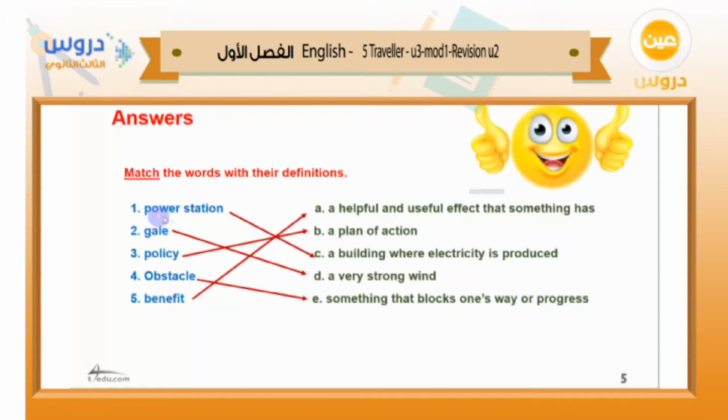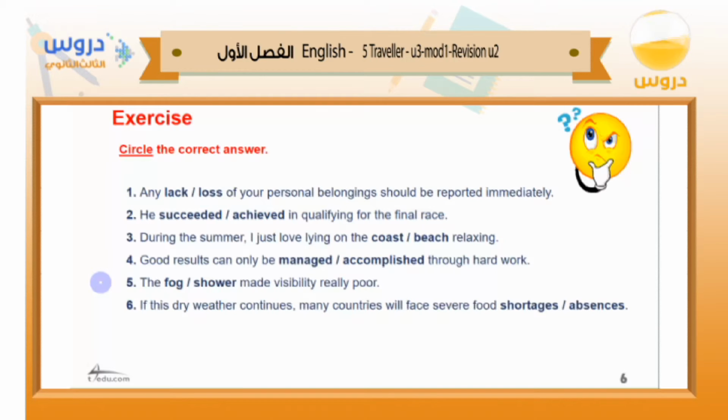If you start with number 1, it goes to C, a building where electricity is produced. And number 2 goes for D, a very strong wind, we call it gale. And number 3, policy, a plan of action. And number 4, obstacle, something that blocks one's way or progress. And the final word, benefit, goes for A, helpful and useful effect that something has. Well done for those who got it right the first time. If you face any difficulty, that's normal, but try as much as you can next time to get the right meaning the first time.